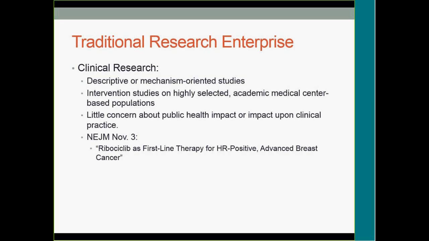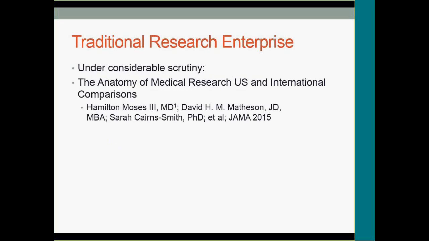So if you looked at the New England Journal, I just looked at a random issue from November 3rd, ribociclib as first-line therapy for HR-positive advanced breast cancer. And this is wonderful. I'm sure it's a really good medication. But there's lots of things I'm probably not doing that I should be doing already. And for me to adopt this just based on one particular study is probably not going to happen. But that is where the research enterprise is concentrated. That's where we put most of our money.